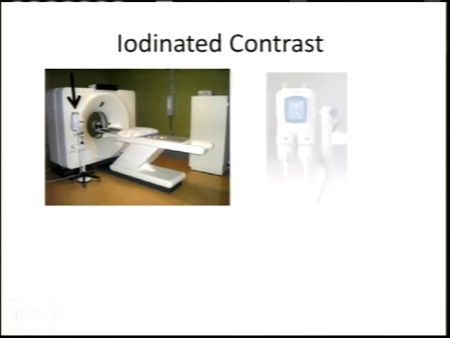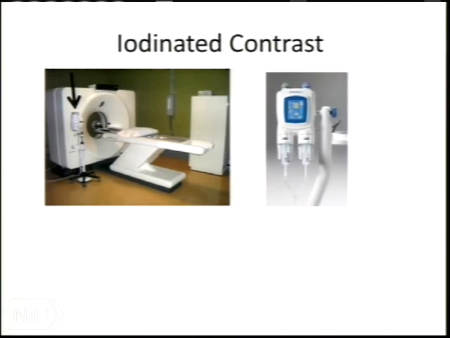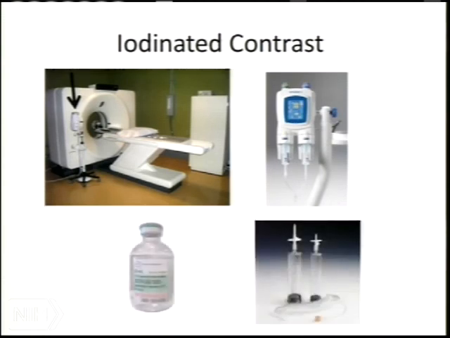Now, so that's what this looks like. There's basically one of these syringes for the contrast, and the other is for a flush, to flush normal saline through the line after the injection. And this is just what it looks like.